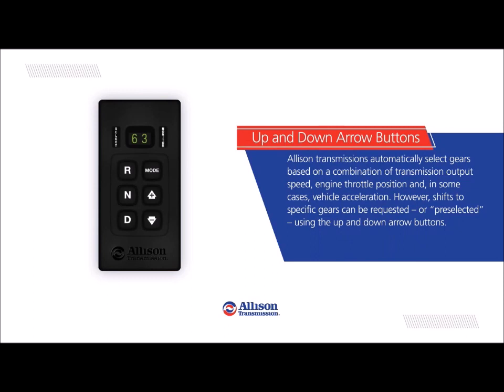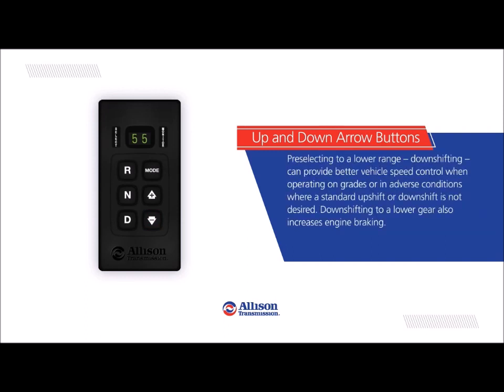Up and down arrow buttons. Allison Transmissions automatically select gears based on a combination of transmission output speed, engine throttle position, and, in some cases, vehicle acceleration. However, shifts to specific gears can be requested or pre-selected using the up and down arrow buttons. Pre-selecting to a lower range, downshifting, can provide better vehicle speed control when operating on grades or in adverse conditions where a standard upshift or downshift is not desired. Downshifting to a lower gear also increases engine braking.